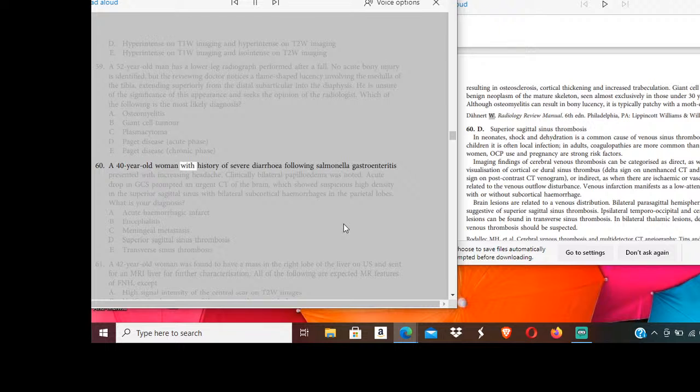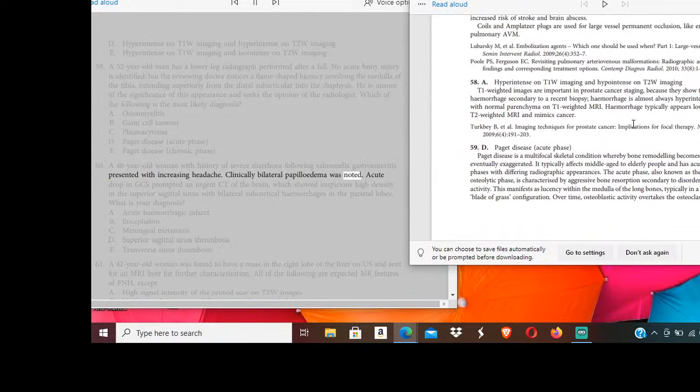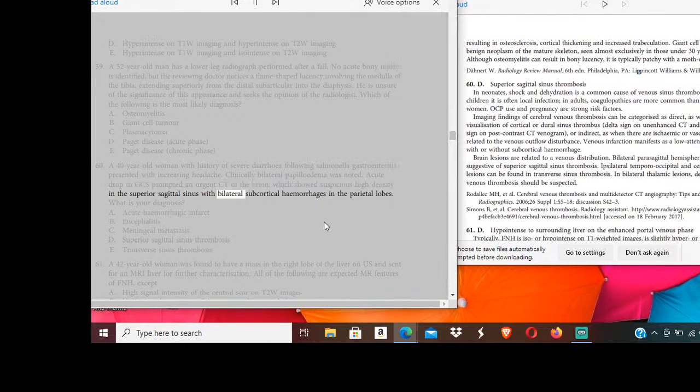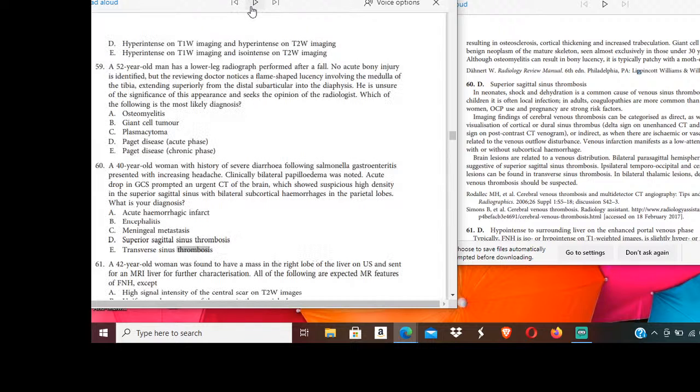60. A 40-year-old woman with history of severe diarrhea following salmonella gastroenteritis presented with increasing headache. Clinically bilateral papilloedema was noted. Acute drop in GCS prompted an urgent CT of the brain, which showed suspicious high density in the superior sagittal sinus with bilateral subcortical hemorrhages in the parietal lobes. What is your diagnosis? A. Acute hemorrhagic infarct. B. Encephalitis. C. Meningeal metastasis. D. Superior sagittal sinus thrombosis. E. Transverse sinus thrombosis.